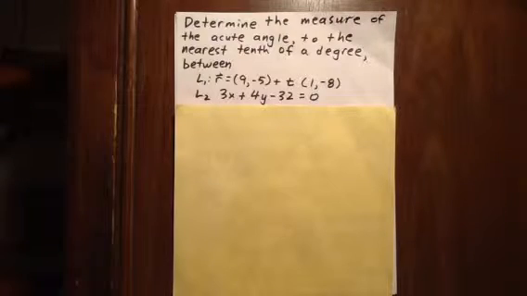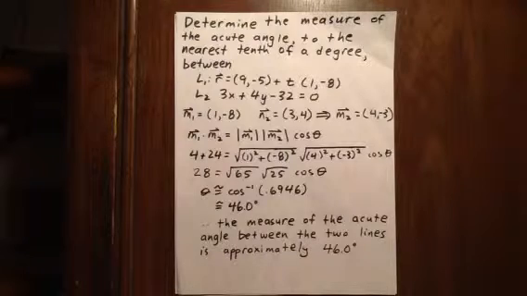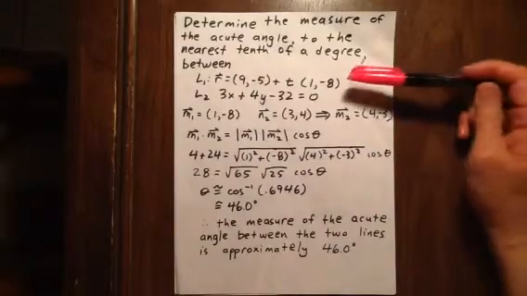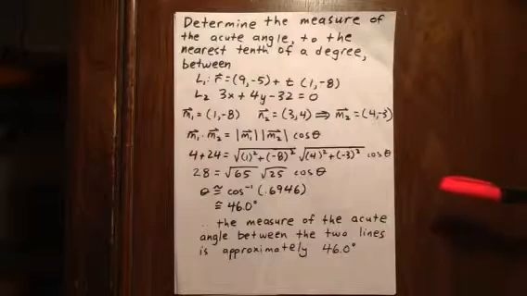In this question, we want to determine the measure of the acute angle to the nearest tenth of a degree between the two lines shown. The complicating thing about this question is that one of the lines is in vector equation form and one of the lines is in Cartesian equation form. Well, from the vector equation form, we get the direction vector to be 1, -8.